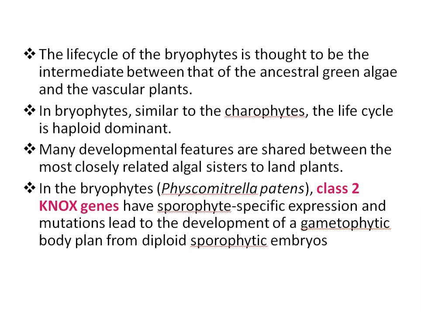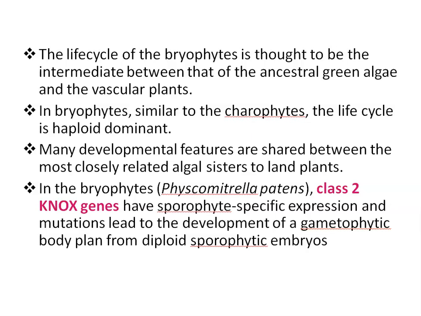The life cycle of the bryophytes is thought to be intermediate between that of the ancestral green algae and the vascular plants. In bryophytes, similar to the charophytes, that is algae, the life cycle is haploid dominant. Many developmental features are shared between the most closely related algal sisters to land plants. One of the major distinctions is the development of a diploid sporophyte embryo.